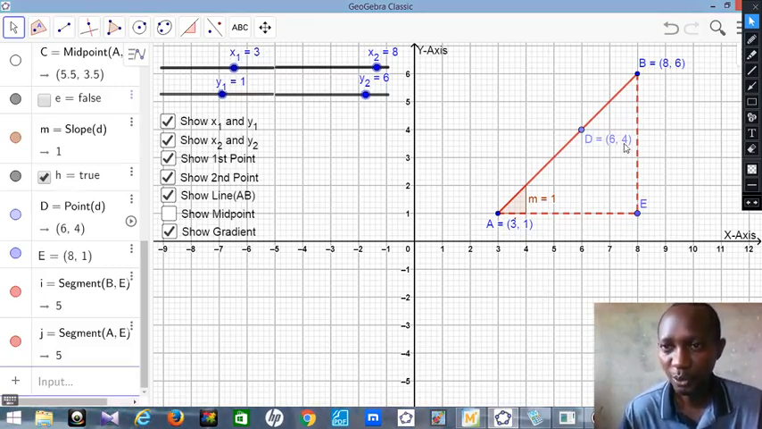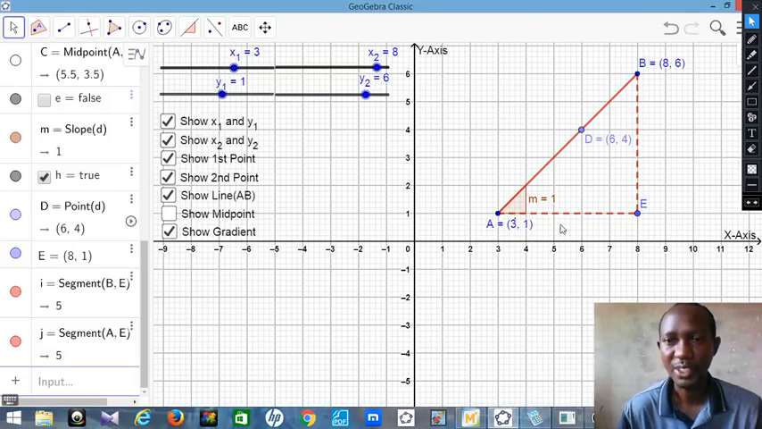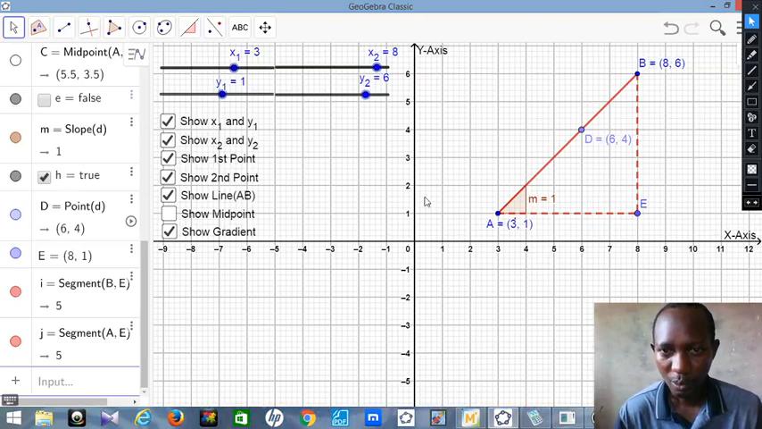If you use here also, 4 minus 1 is 3. 6 minus 3 is 3 divided by that. So 3 divided by 3 is 1. So that's why you see the gradient is 1. If you also use this point, x2 on this point is 4. So 4 minus 1 is 3. Then y2 on this point, okay, 4 minus 3, x1 is 3. So 4, which is x2 minus 3 is 1. So you have 1 there.